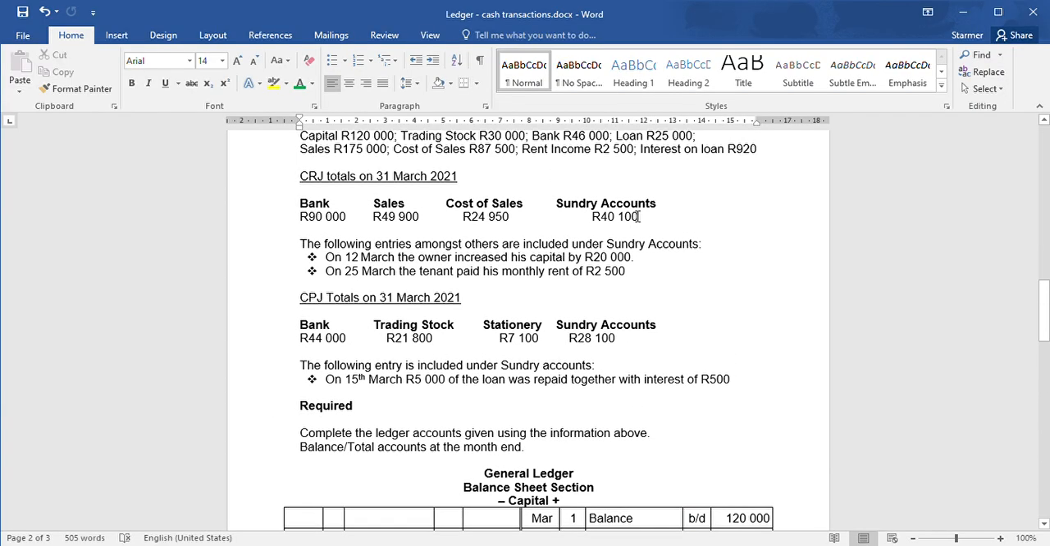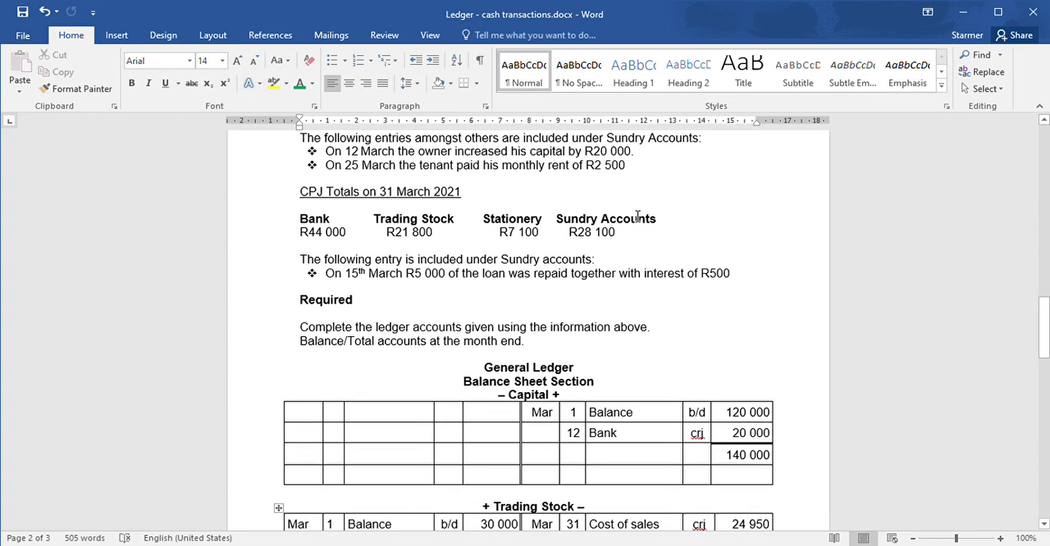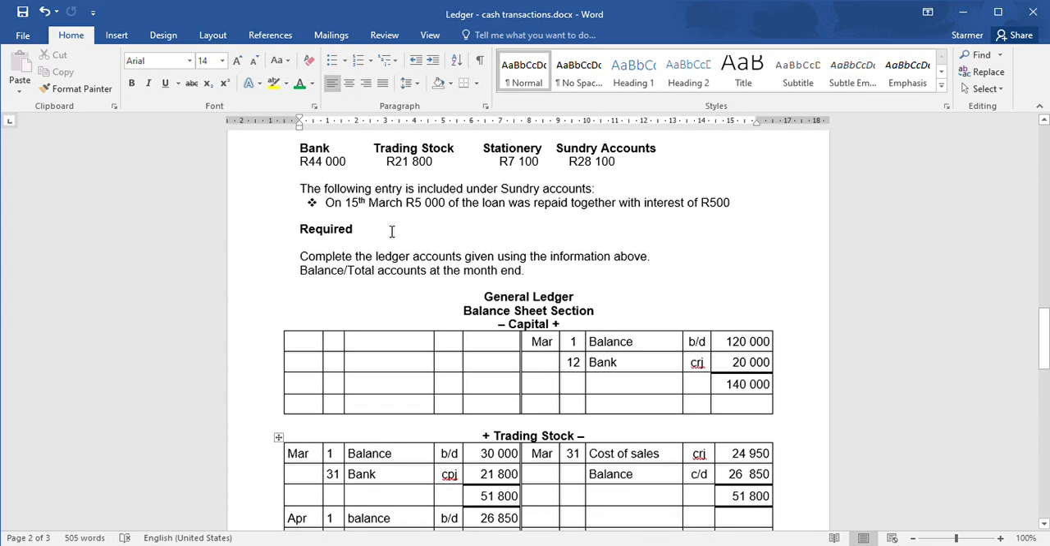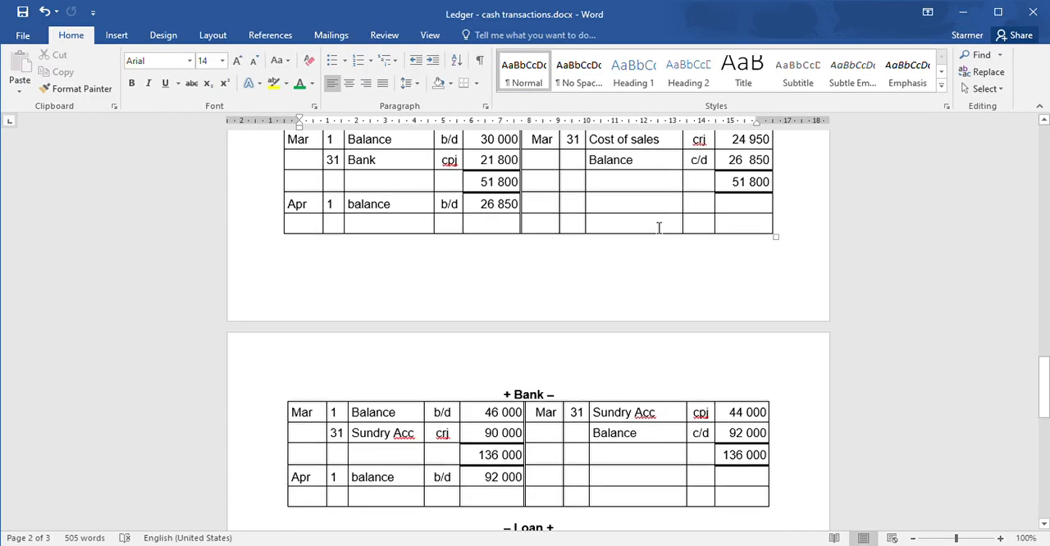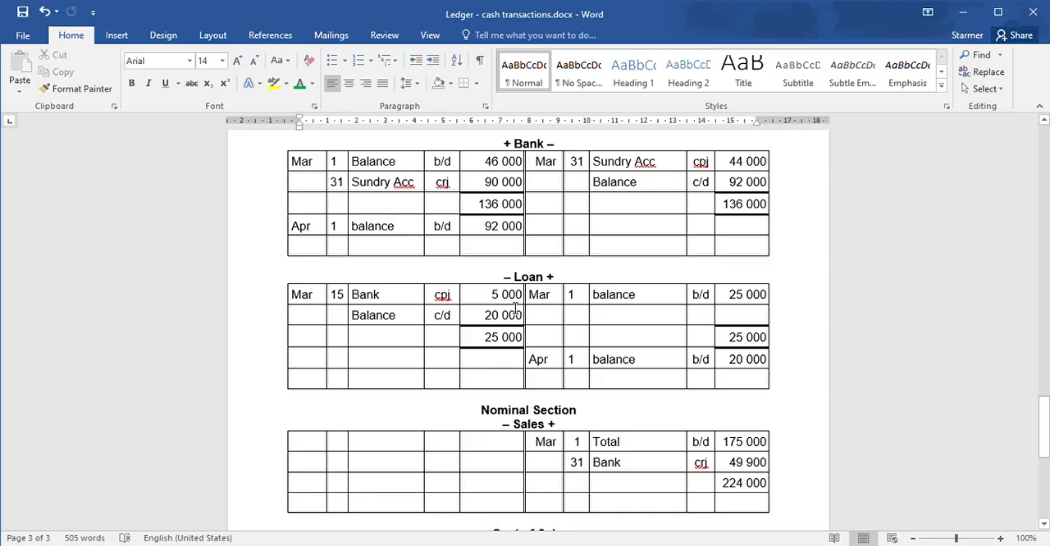Right, we're now done with the CRJ. We can do the CPJ. The first one here, on the 15th of March, 5,000 Rand of the loan and interest were paid. If you repay a loan, the loan is going to decrease. So on the minus side, 5,000, the date was the 15th of March, the money came from the bank. And this time your folio will be CPJ.